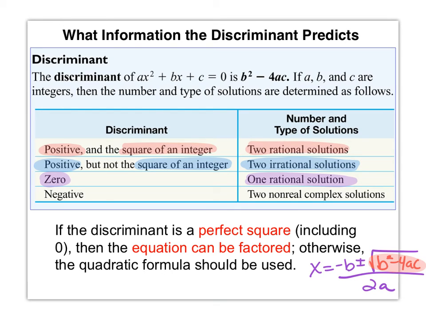Now, if the part that's under the square root is negative, if this part here ends up being negative, then you're taking the square root of a negative number, and that's imaginary. So the type of solutions you're going to have are complex solutions where you have a plus or minus bi. You have that imaginary part.